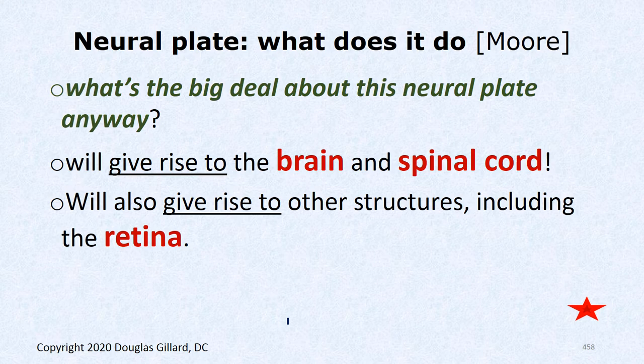So we've got a plate. How's that going to be a neural tube? What's the big deal about this plate anyway? Well, it doesn't look like much, but we've now created the primitive brain and primitive spinal cord. This neural plate is going to give rise to the brain and spinal cord, as we'll see. Also the retina. There are other structures, but I won't get into that.